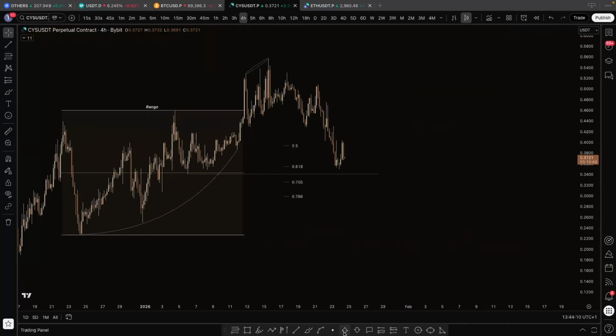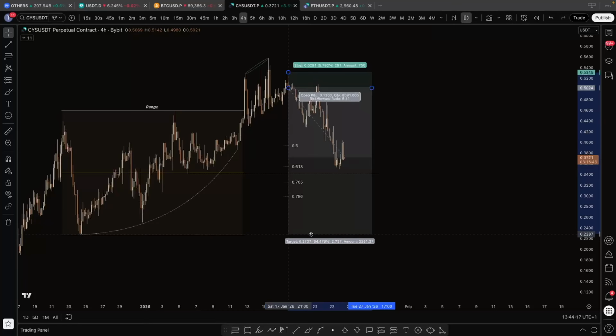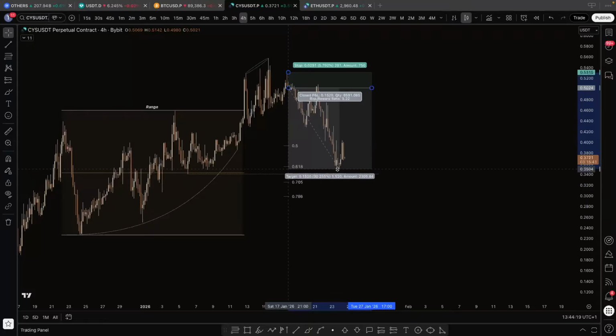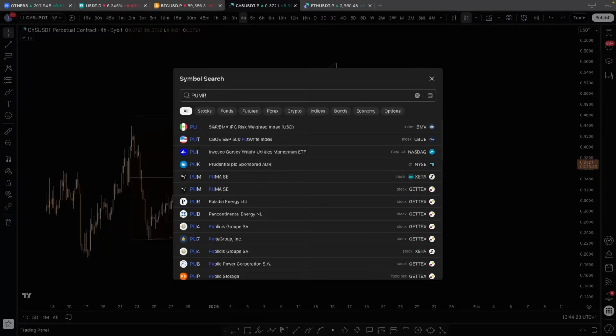Sys rate is still printing. We got entry right there. Final target is there. I took some more profits there, but already in a 5-hour trade, it's going amazing.